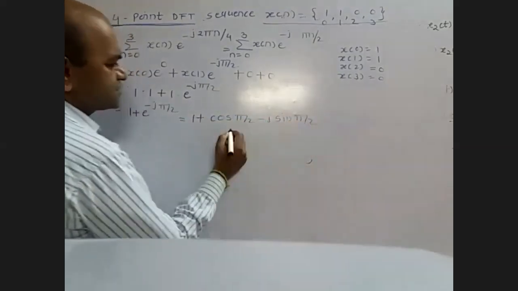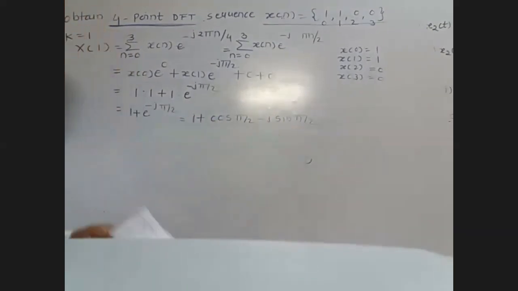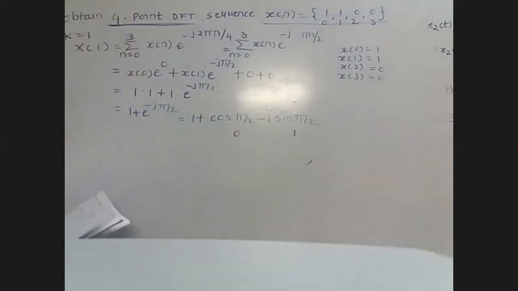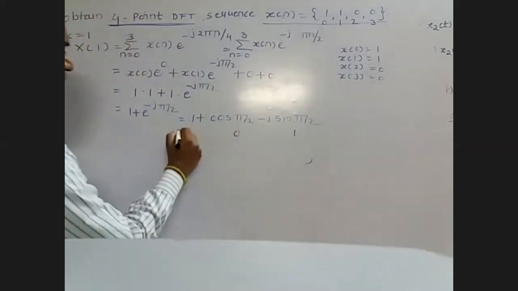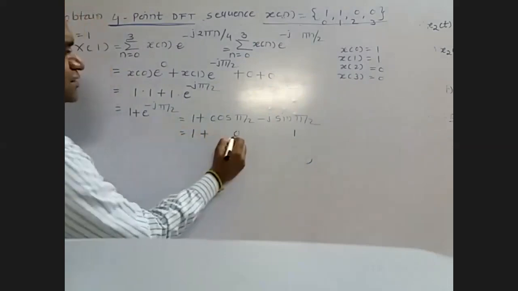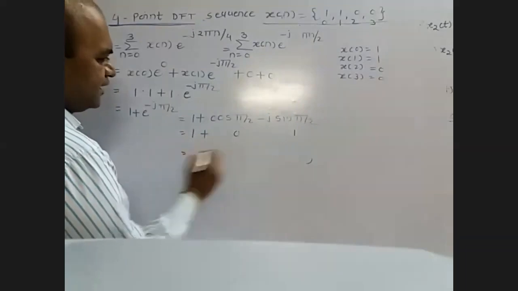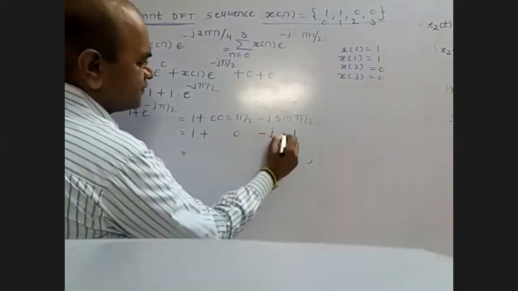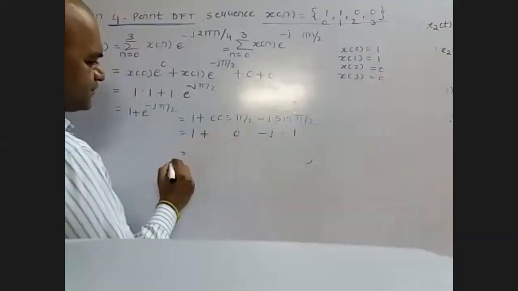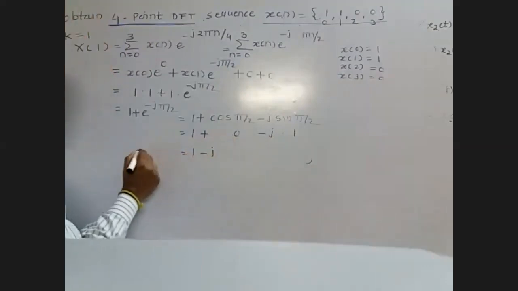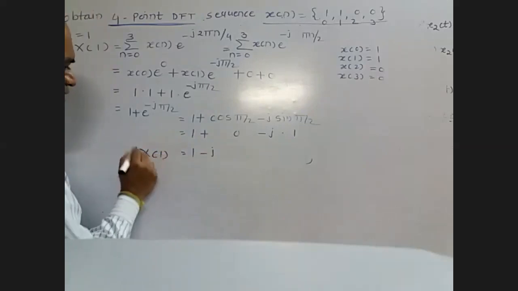Now, what is cos 90 and what is sine 90? So that's why cos 90 is 0 and sine 90 is 1. Okay, so that's why here you will get 1 plus 0 minus j. Okay, so that's why you will get minus j into 1. Okay, and this will be 0. So that's why 1 minus j term will be getting for x of 1.